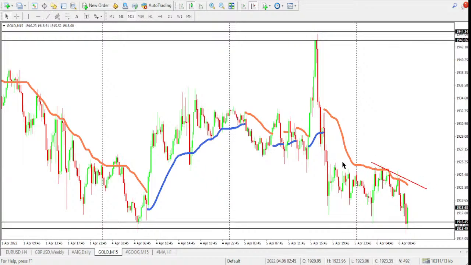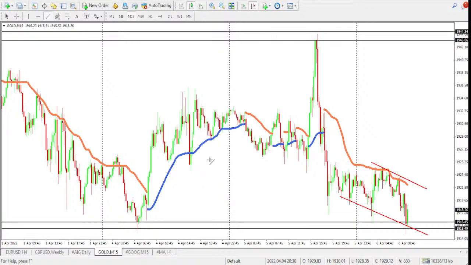So we have a pattern that is currently unfolding. You can see that it's like a channel formation. So the price may go up to this point, bounce off back to the lower side, or it may break either above or below it.